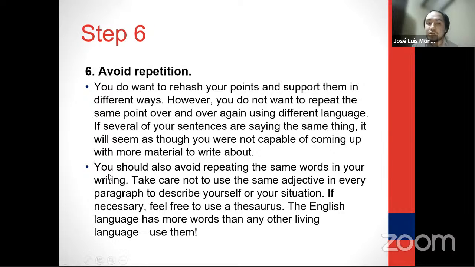Repeating the same words in your writing. This is what we're saying. Take care not to use the same adjective in every paragraph to describe yourself or your situation, right? If necessary, feel free to use the thesaurus. That's like a dictionary, right? The English language has more words than any other living language. Use them. And yes, that's right. So it's a good idea.